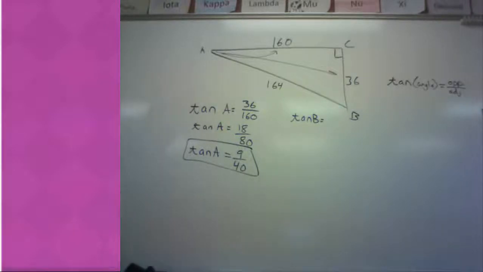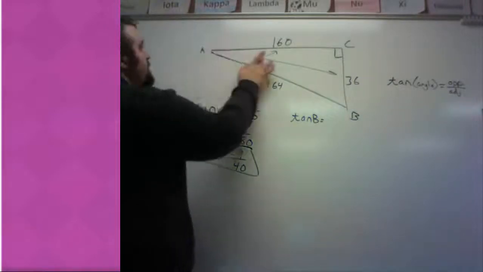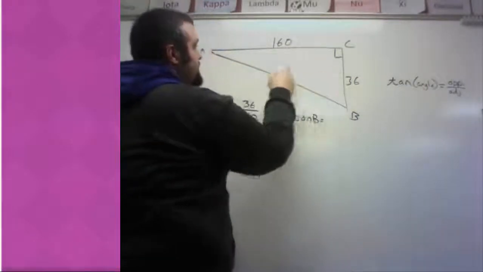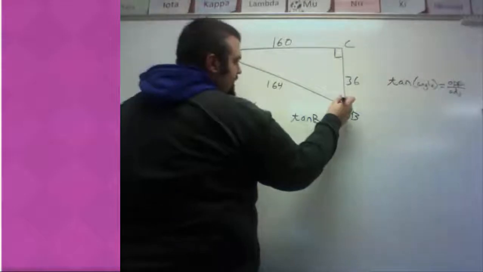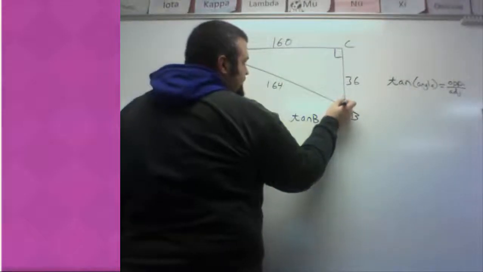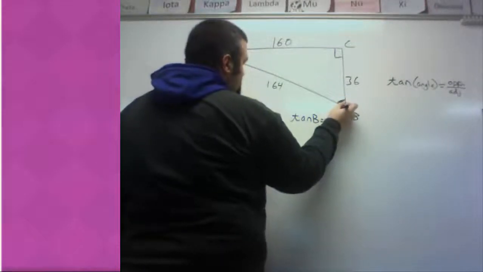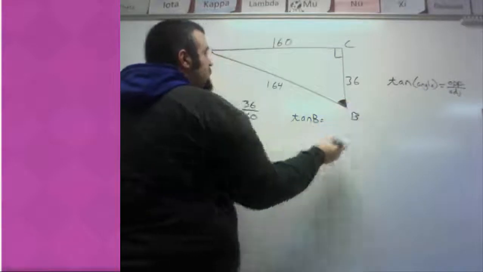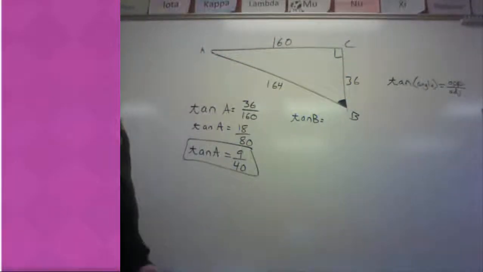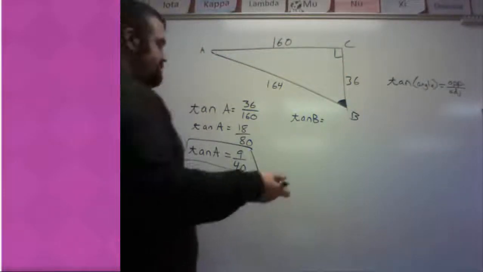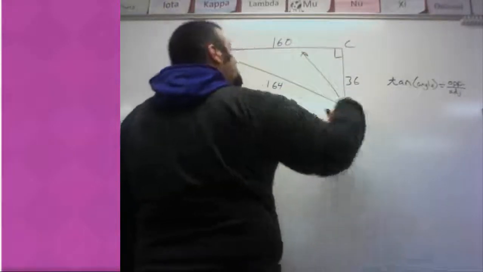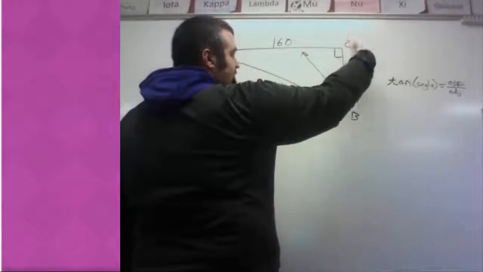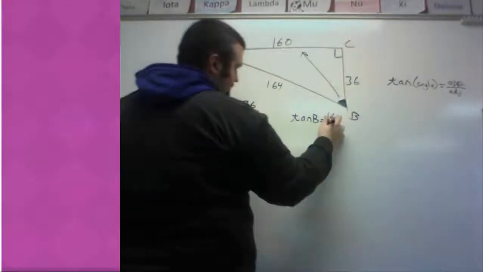Tangent of B. So, let's erase this here. It's opposite over adjacent leg. So the opposite leg for B. So I'm looking at this angle. It might not be a bad idea to just highlight it in some way, shape, or form so I know where I'm starting from. Tangent of angle is equal to opposite leg over adjacent leg. Opposite leg is across. So 160. Adjacent will be the leg touching. So 36.